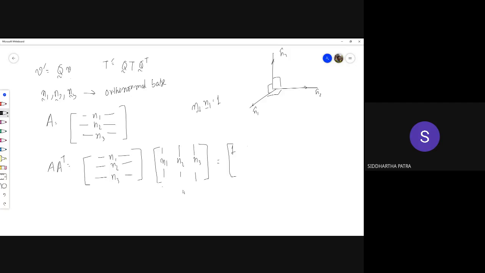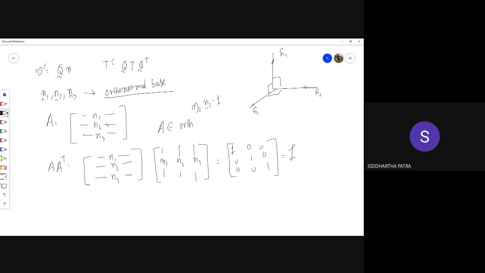So N1 dot N2, how much would be the value? 0. Sir, they are unit vectors. So it would be a unit vector. So A is such a matrix, when multiplied with A transpose, it gives you an identity matrix. Okay. Then what sort of matrix A is? A then belongs to orthogonal tensors, the set of orthogonal tensors.